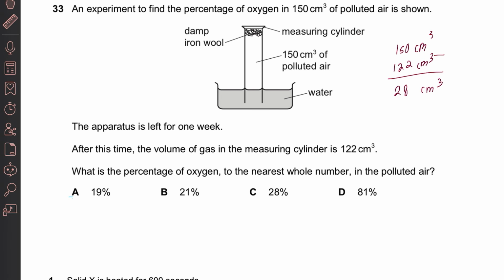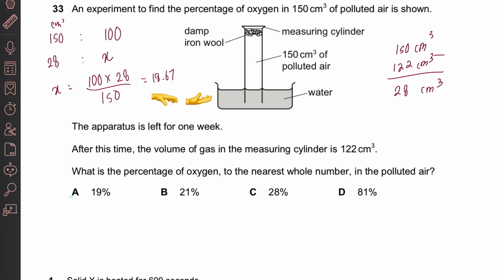What does this suggest? Look, if you notice, you have a damp iron wool, so this is going to rust and it's going to take in the oxygen. So out of 150 cm³, 28 cm³ was oxygen. So let's convert this into percentage. 150 cm³ is the total volume, that is 100%. And then out of that, 28 cm³ was oxygen, so you need to find the ratio. X is going to be 100 times 28 divided by 150. So this is almost 18.67. So you have to round this to the nearest whole number, that is going to be 19%.